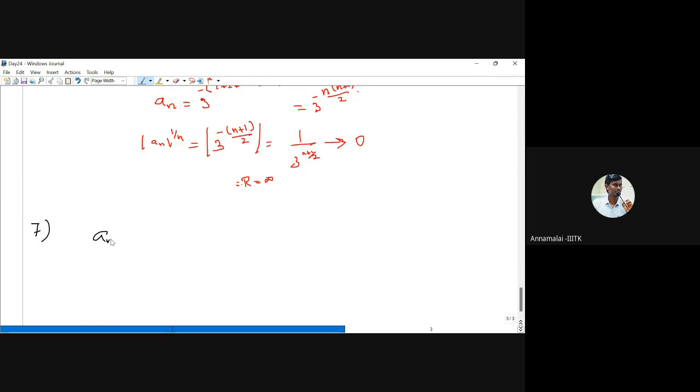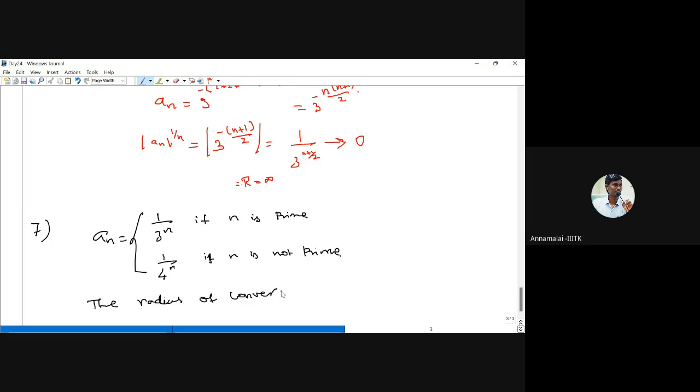Suppose a_n is defined to be 1 by 3 power n if n is a prime number, and 1 by 4 power n if n is not prime. What is the radius of convergence of the series summation a_n x power n?